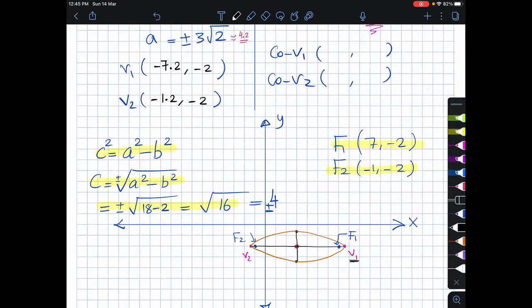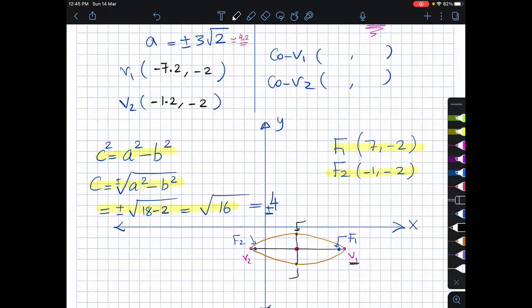Co-vertex. Here, the co-vertices are this point and this point, the endpoints of the minor axis. These two points are at 3 and negative 0.7, I think. And the other co-vertex is 3 and negative 3.2, for example. Okay. Okay, guys.